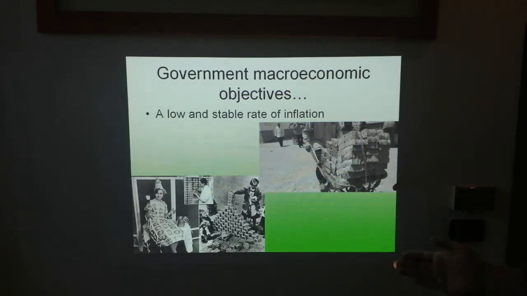Here we see in the pictures people maybe taking home their wages. In Germany, it got so bad, people would carry bags of money home and have to spend them quick before they lose value in the shops.